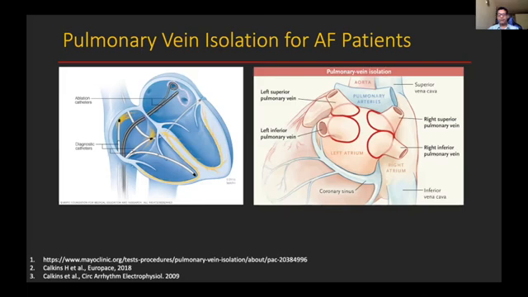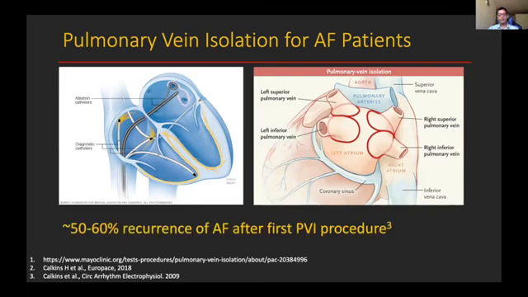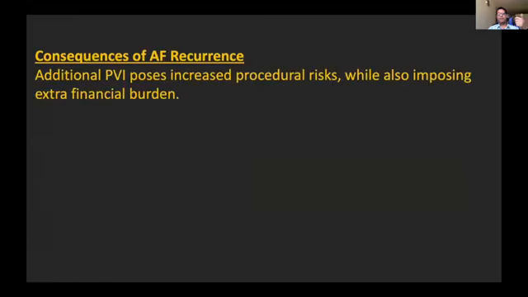However, in current clinical practice, around 50 to 60% of patients that undergo this PVI procedure recur, so the patients have to come back and get treated again. The consequence of this AF recurrence after treatment is that additional procedures pose increased risk to these patients, and also increase the financial cost of the whole procedure, putting a financial burden on the healthcare system.